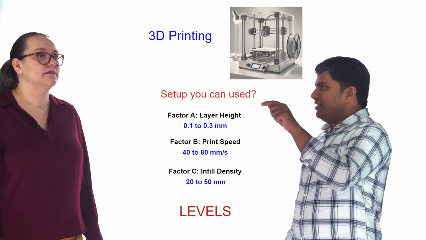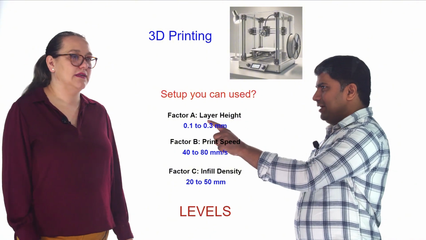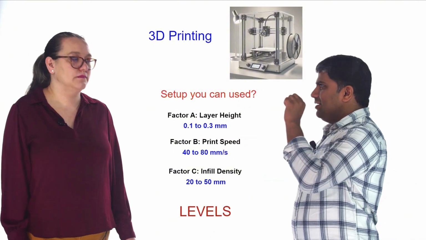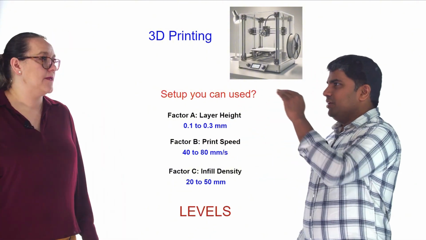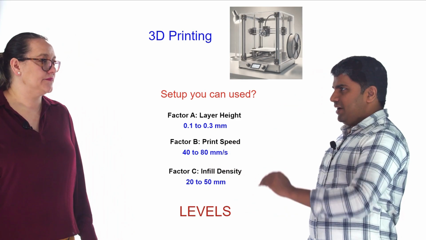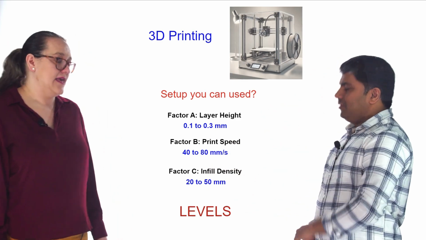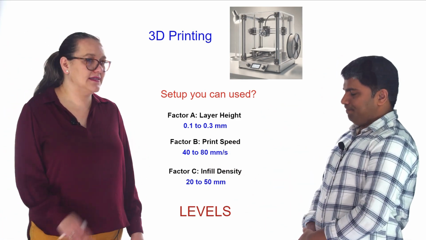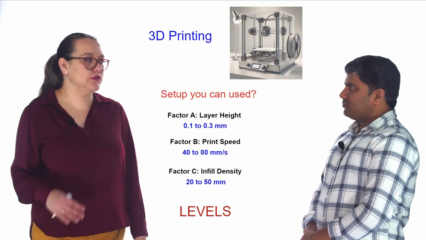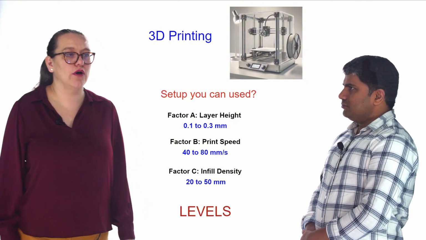In each factor we choose two levels, like we can put 0.1 and 0.3. We have three factors, and in each factor we have two levels. We can fix it like that. Let's fix it to two levels for each of the factors.